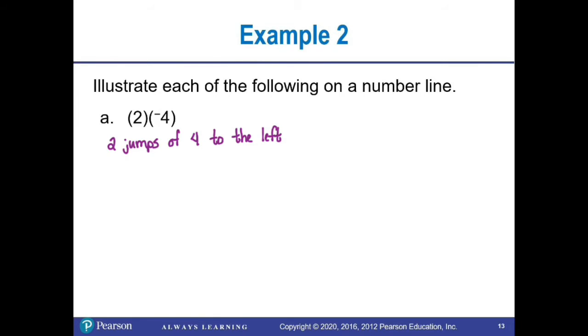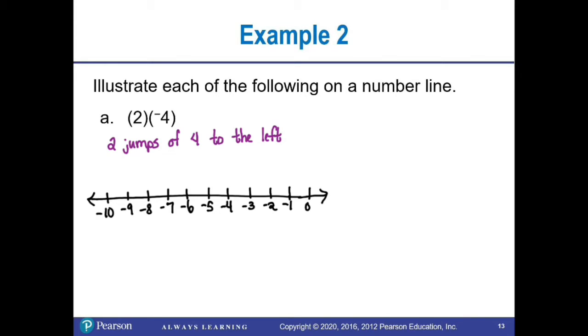Now because I'm looking at jumping to the left here, I'm just going to put the negative numbers on my number line. I'm going to count from negative 10 to 0. If you don't make your number line long enough, you can always go back and add numbers in either direction to your number line. So I take 2 jumps of 4 to the left. Start at 0, and I jump 4 to the left, and then my second jump of 4 to the left, and notice we land on negative 8. And so my answer here is negative 8.